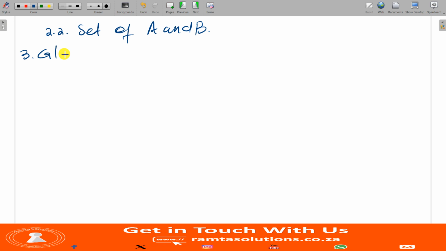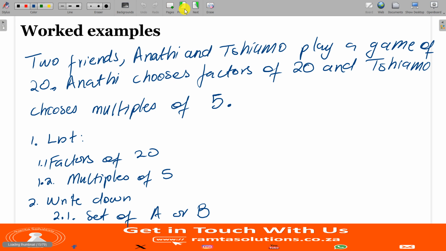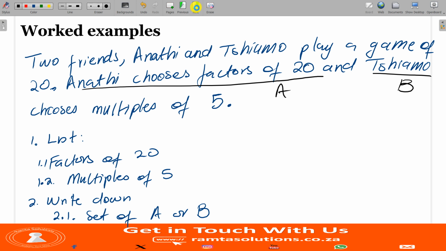Number 3, calculate the probability. Let's call Anati's choice A, and Tiamo's choice B.